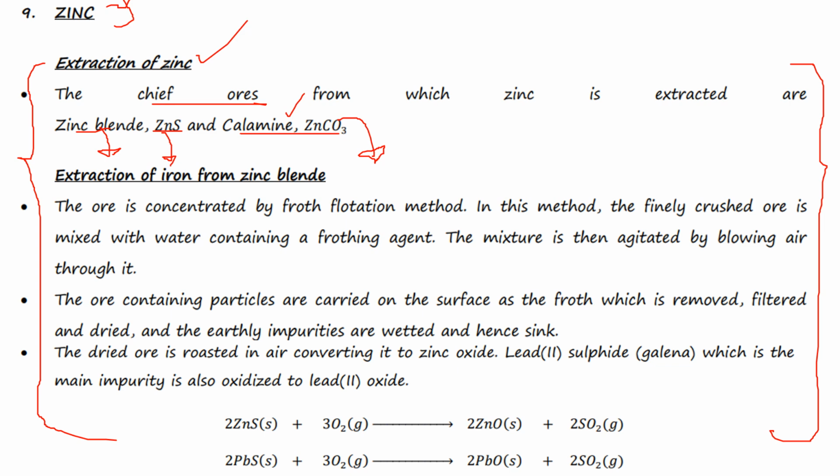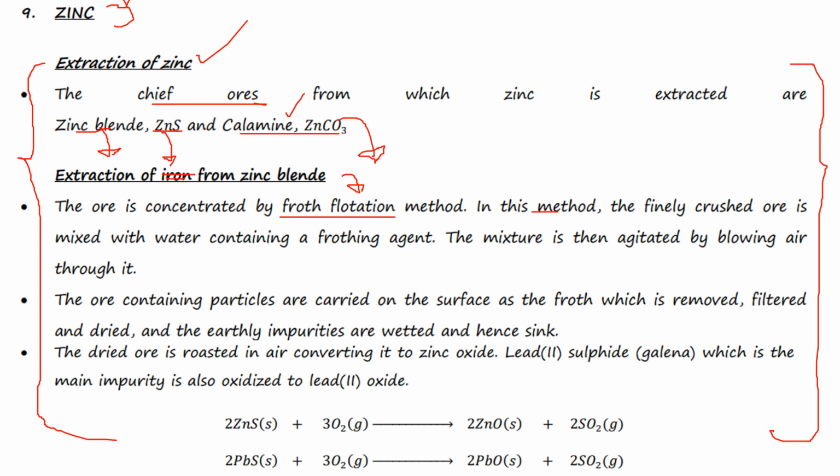Now starting with the extraction process of zinc from zinc blende. So this was a typing error. It's not supposed to be iron. It's supposed to be zinc from zinc blende. So we're going to say that the ore is first concentrated by froth flotation. Mind the spelling of this word. So by froth flotation, you have to first give a brief review about what froth flotation is.